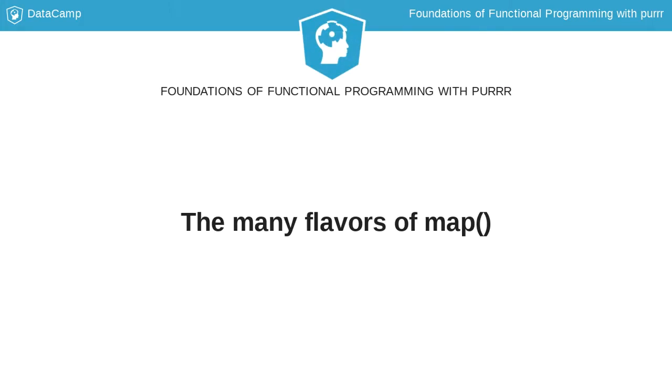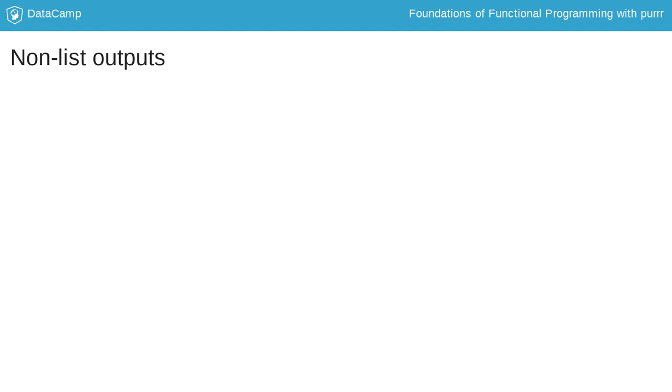If you remember from the previous lessons, the map function outputs a list. Sometimes we want our data in another class, which is where the other flavors of map come in, giving us many different kinds of outputs. In the last lesson, we saw that map outputs a list.